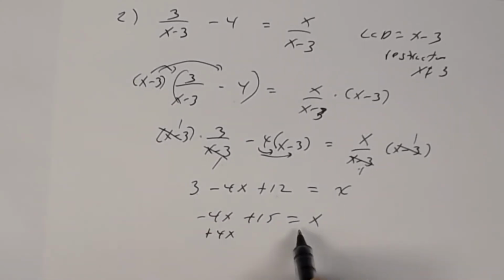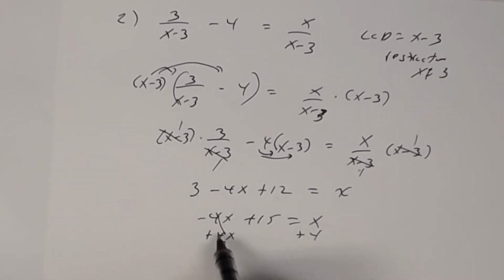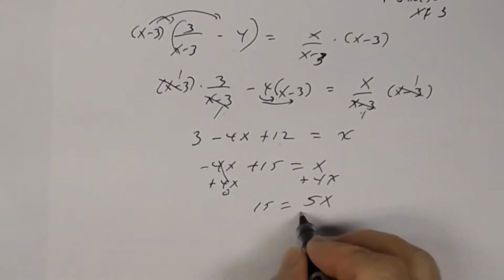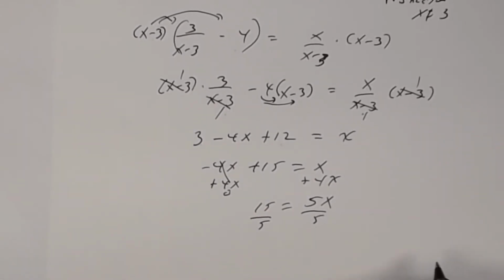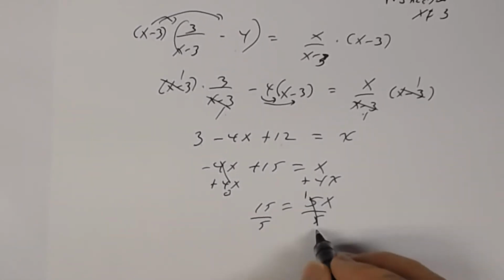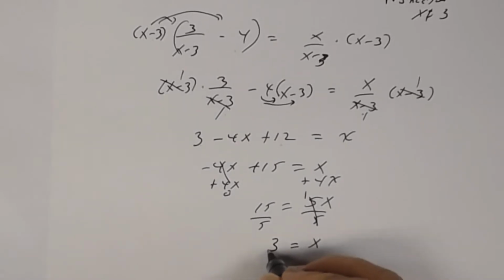Add 4x to both sides. This is 0 when I combine like terms, so I get 15 equal, that should be 5x, right? Then divide both sides by 5. 5 divided by 5 is 1. 1 times x is x, so I get x to be 3.